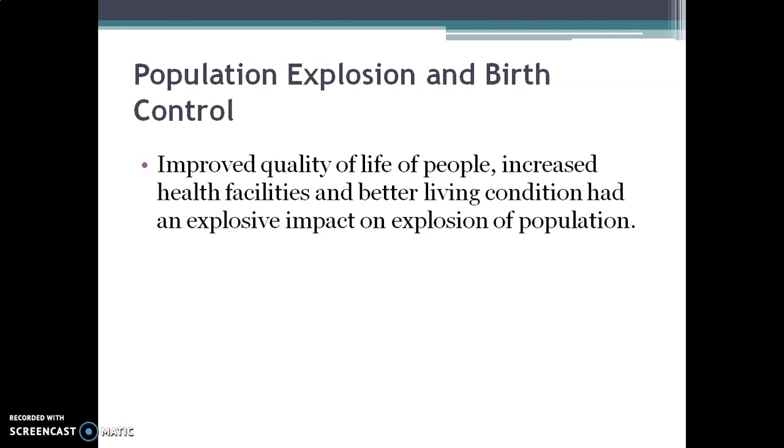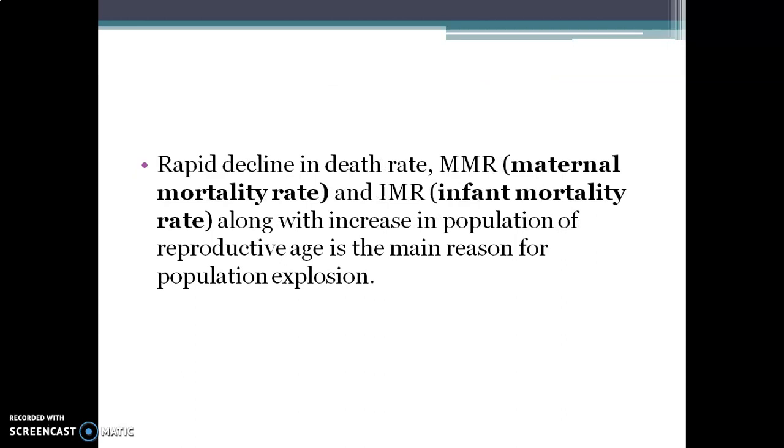Then, next topic is population explosion and birth control. Improved quality of life of people, increased health facilities and better living conditions had an explosive impact on the population. And what are the main reasons for population explosion? Rapid decline in death rate, MMR, that is maternal mortality rate, then IMR, infant mortality rate, along with increase in population of reproductive age is the main reason for population explosion.